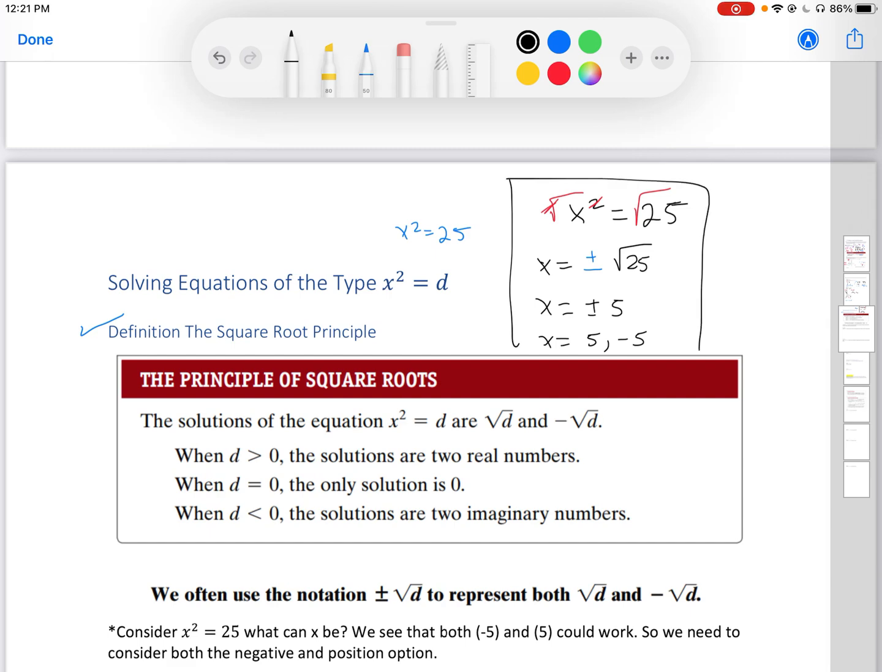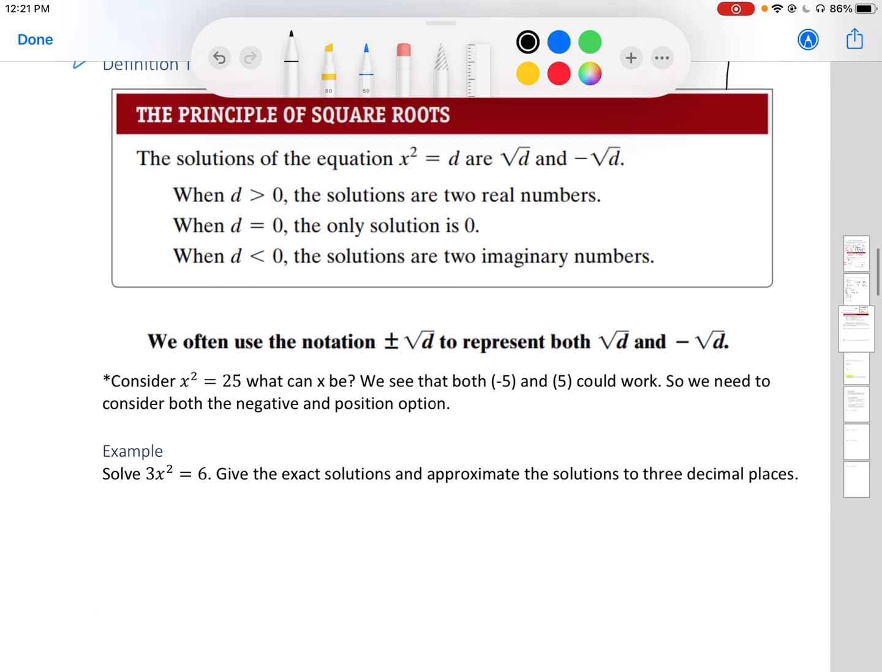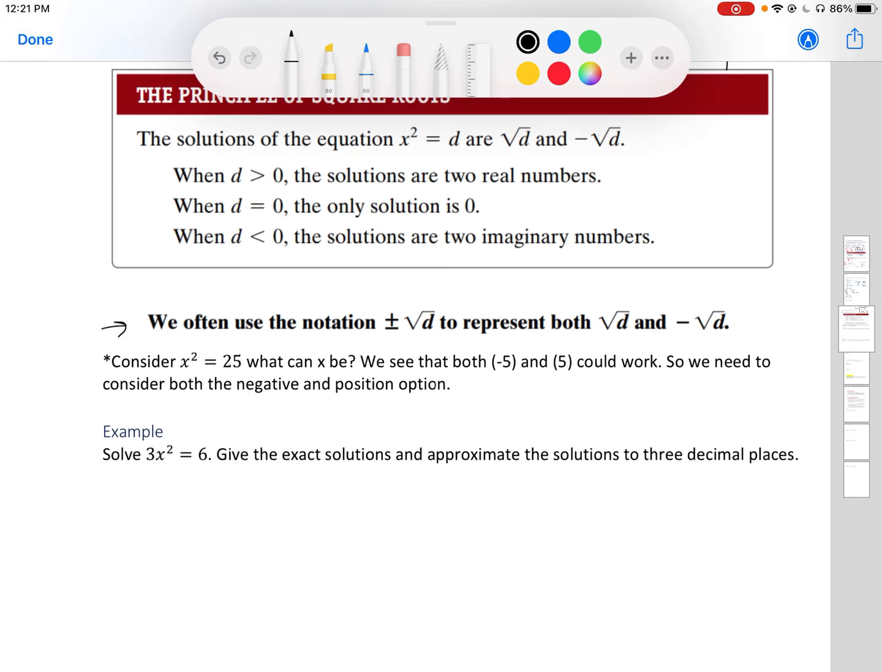So here's an example of the square root property. Now here's a note. We often use the notation plus or minus to represent the positive and the negative. Consider x squared equals 25. What can x be? We see that both negative 5 and 5 could work. So we need to consider both a negative and positive option.